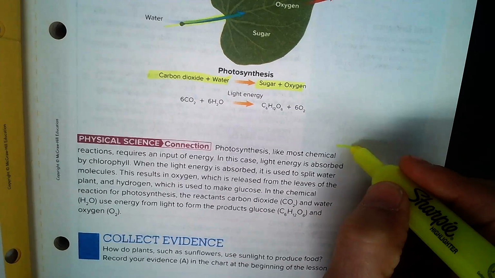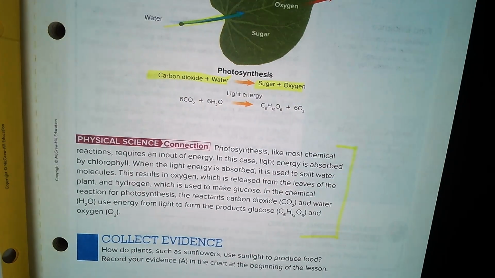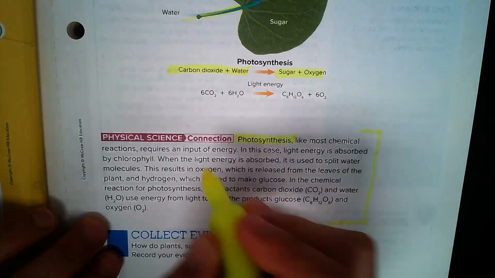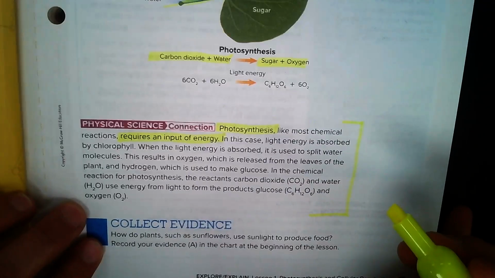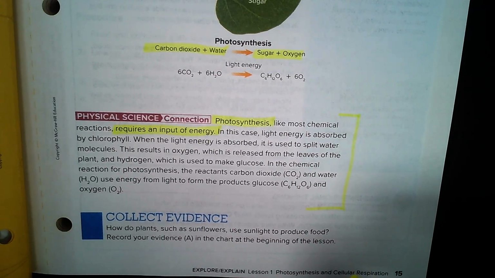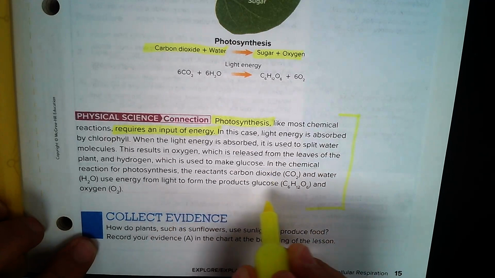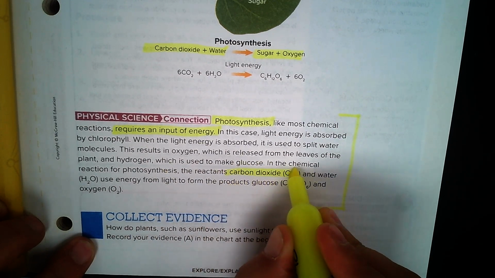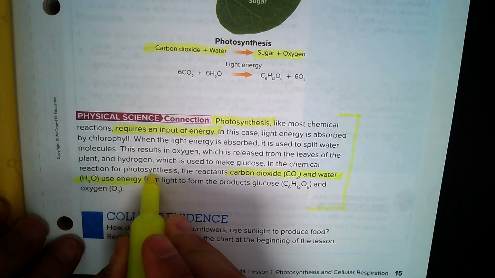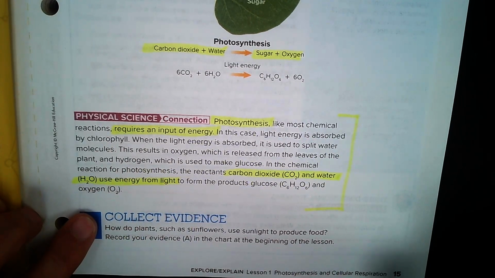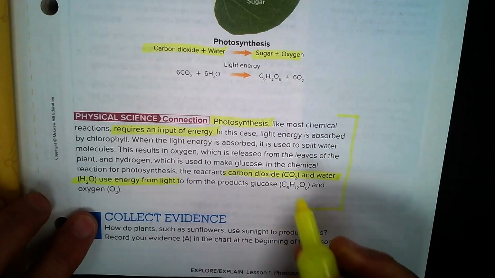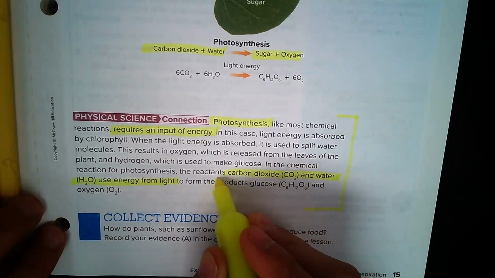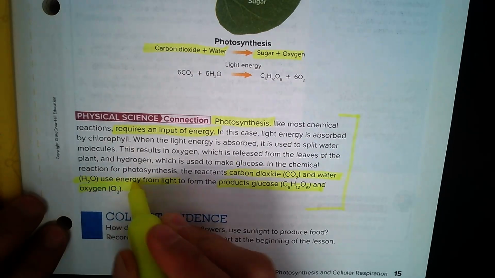Can you go ahead and pause the video and read this last section here? So photosynthesis, like most chemical reactions, requires an input of energy. And so the input ends up being carbon dioxide, water, and light energy. Those are going to be the reactants of what we use to start. And then the products, what it makes, is glucose and oxygen.